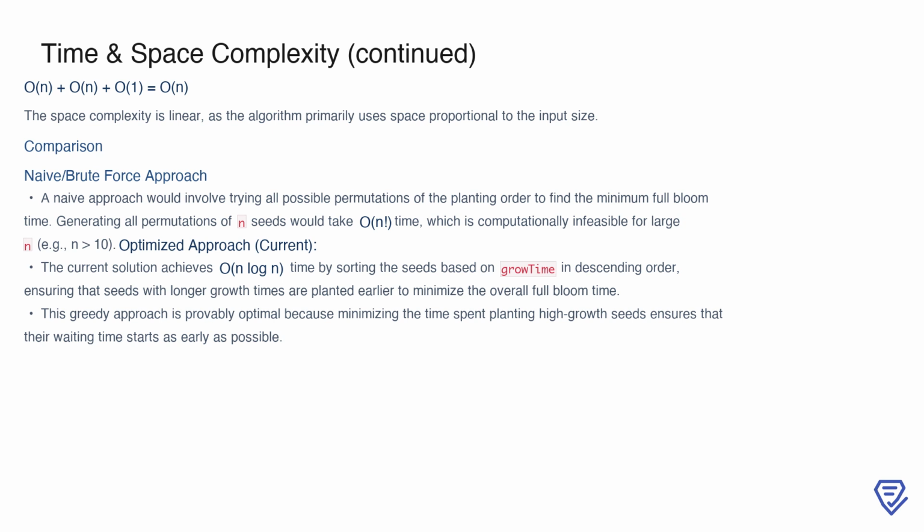To put this into perspective, a naive approach to solving the problem could involve generating all possible permutations of the planting order to determine the minimum full bloom time. Since generating permutations of n elements has a time complexity of O(n!), this would be computationally infeasible for large values of n, such as when n exceeds 10. In contrast, the current greedy approach, which sorts seeds by descending grow time, ensures an optimal solution with a far more efficient O(n log n) time complexity. This is achieved by prioritizing seeds with longer growth times to minimize their waiting periods.